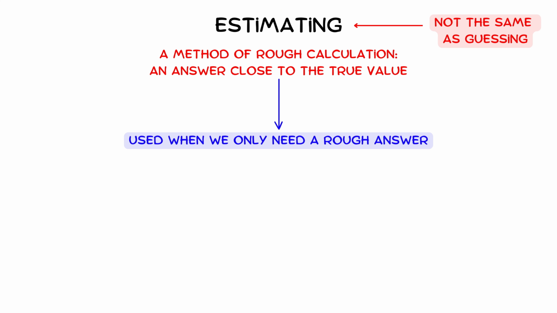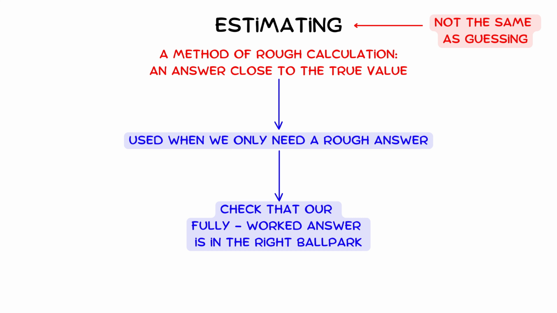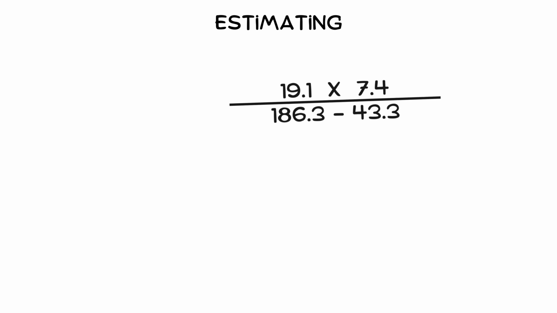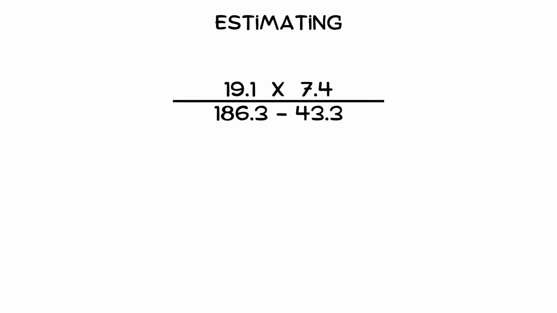Now, the first thing we need to get clear is that estimating is not the same as guessing. The idea is that estimating is a method of rough calculation that gives us an answer that's close to the true value, but probably not exactly correct. Estimating is normally used when we only need a rough answer, or if we want to check that our fully worked answer is in the right ballpark.